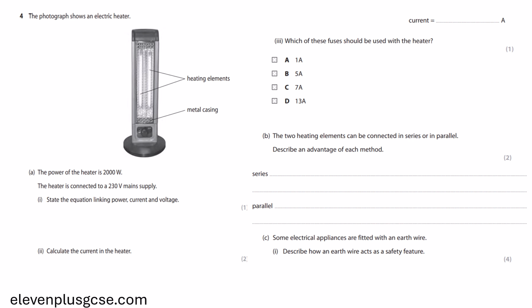So pause the video and try this one. Okay, so I hope that you paused the video and tried question 4. Now I want to run through it.